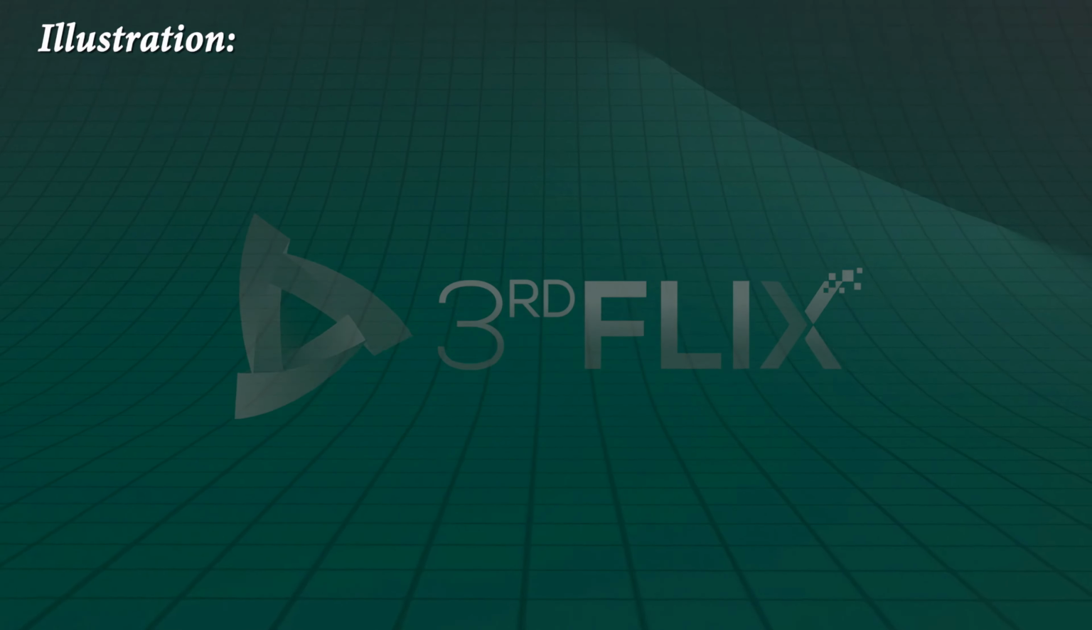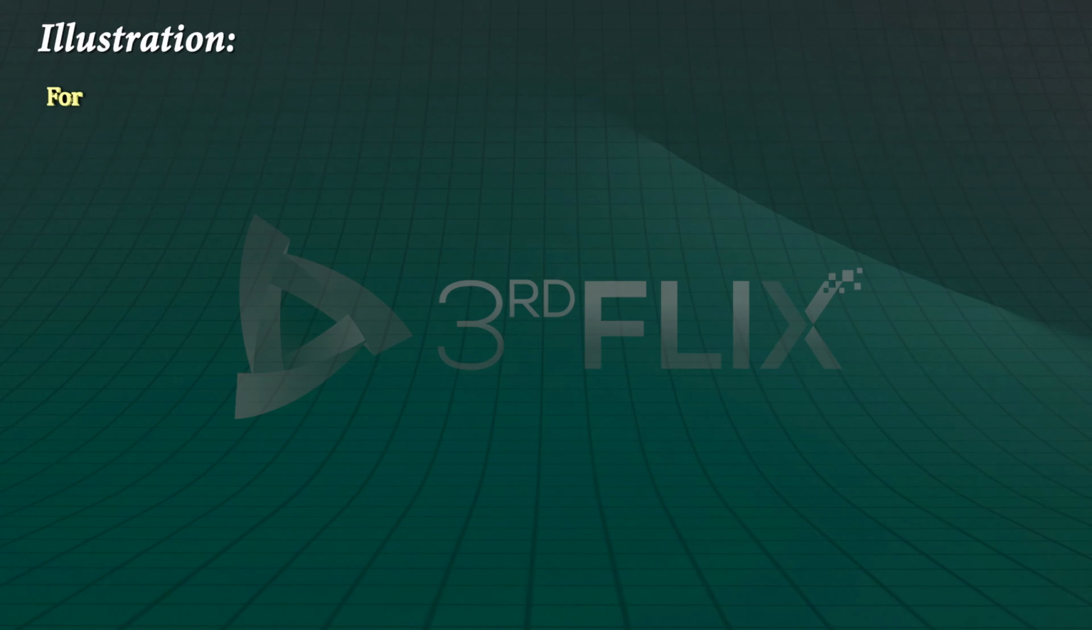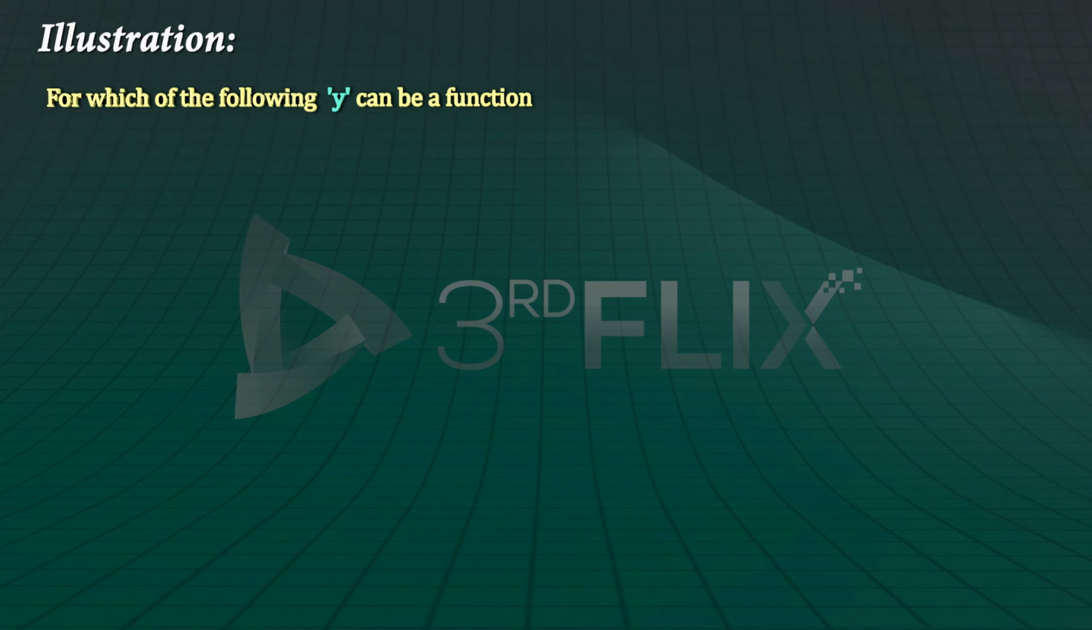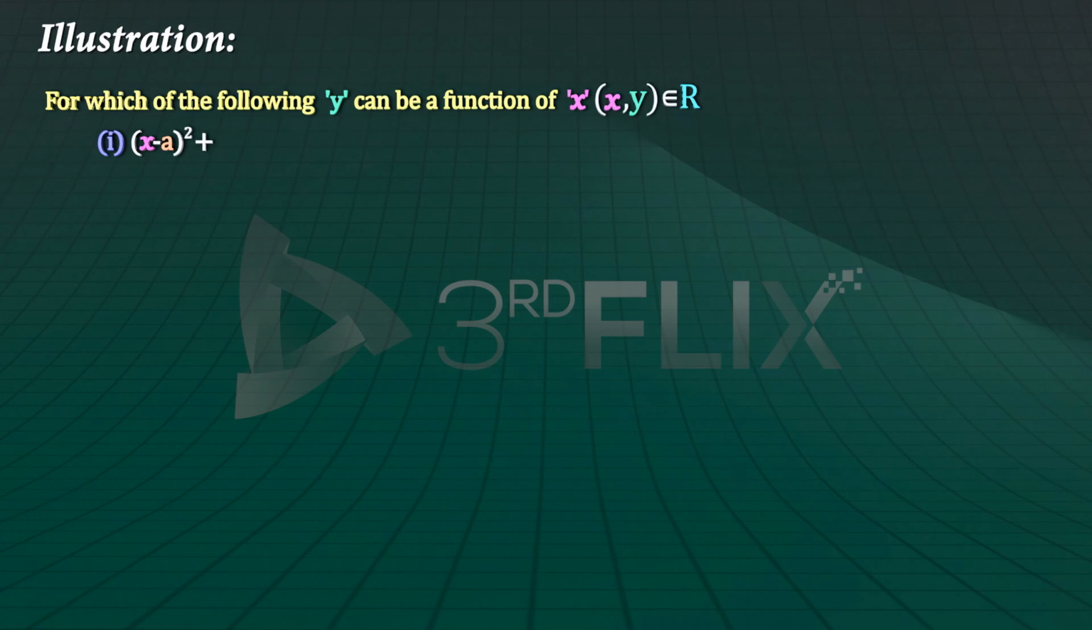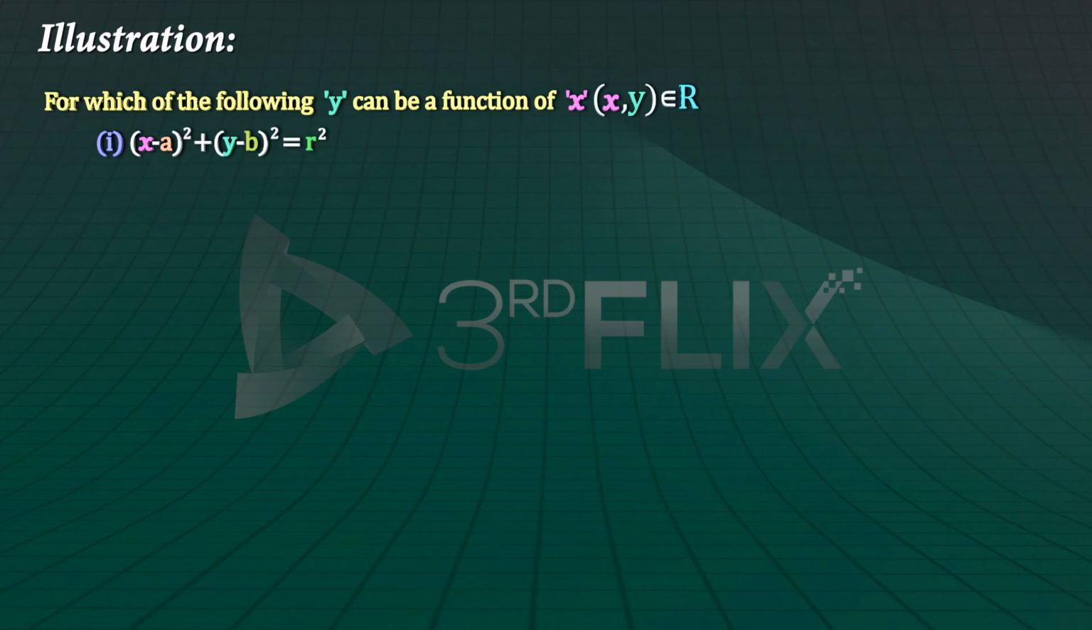Illustration: for which of the following can y be a function of x, where x, y belong to R? 1. (x minus a) whole squared plus (y minus b) whole squared equals r squared. 2. x to the power 6 equals y cubed.